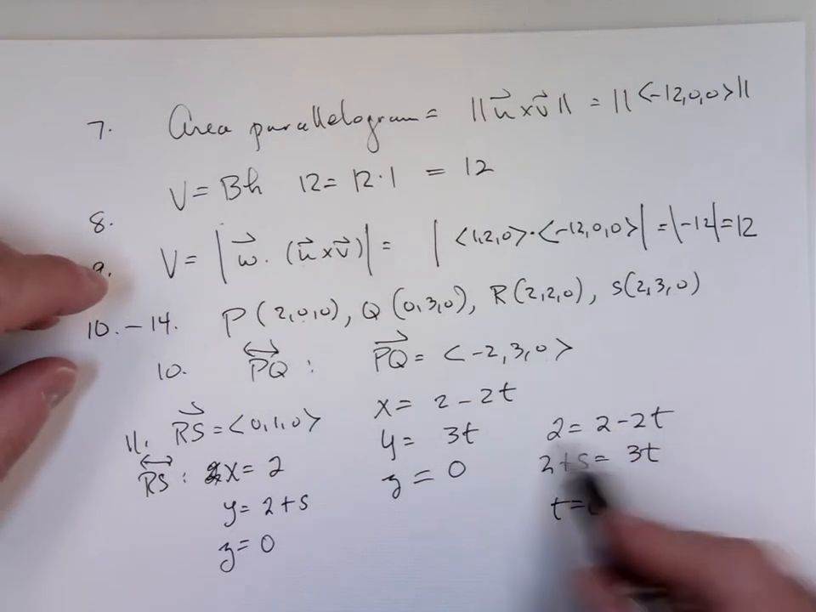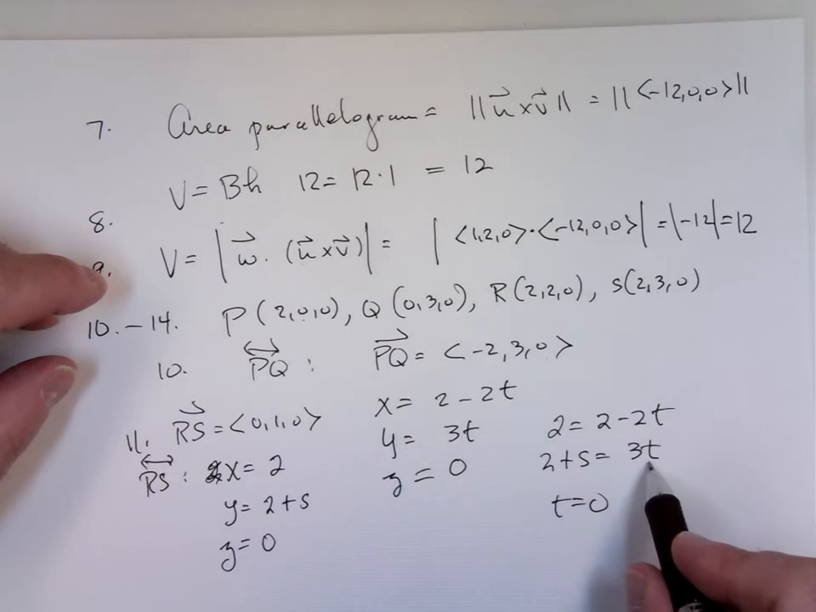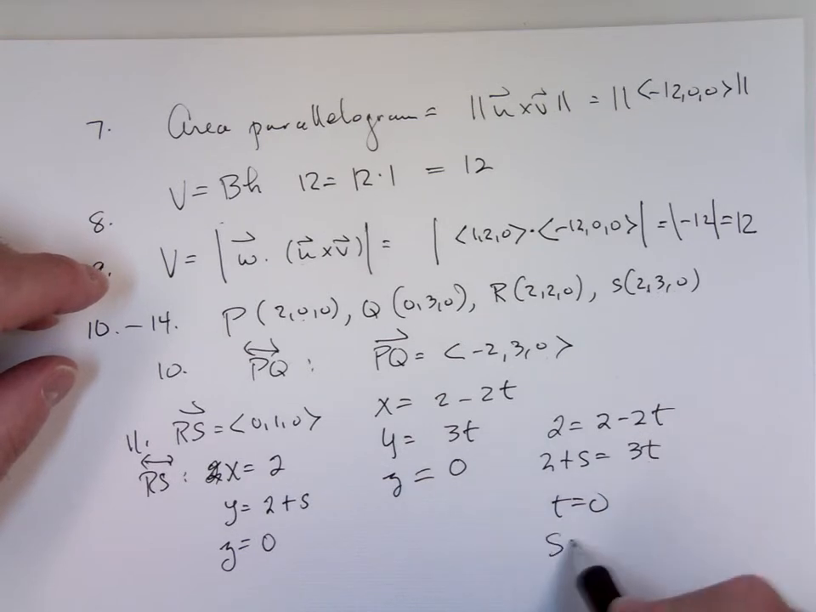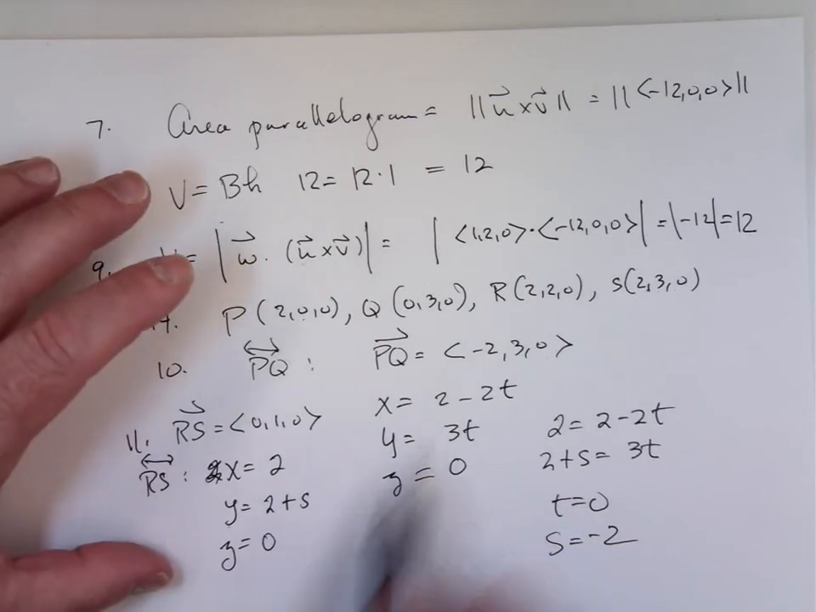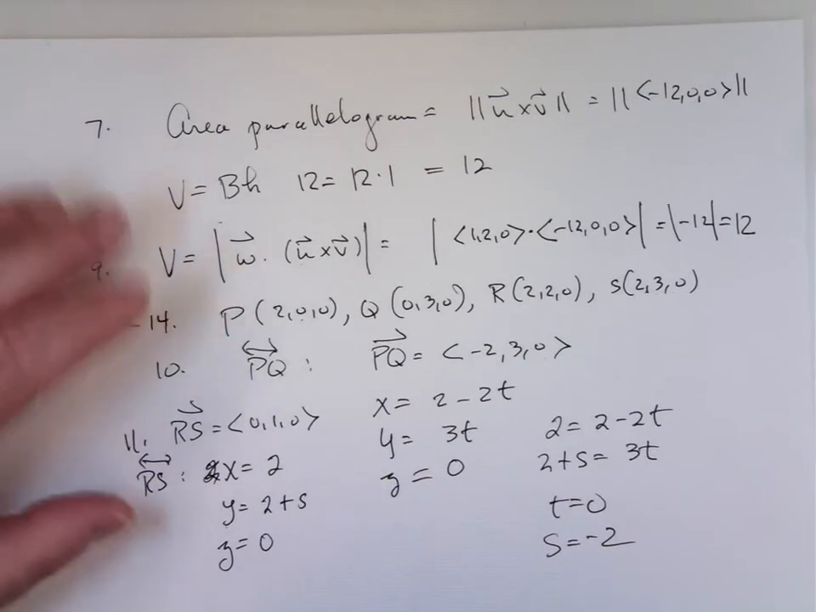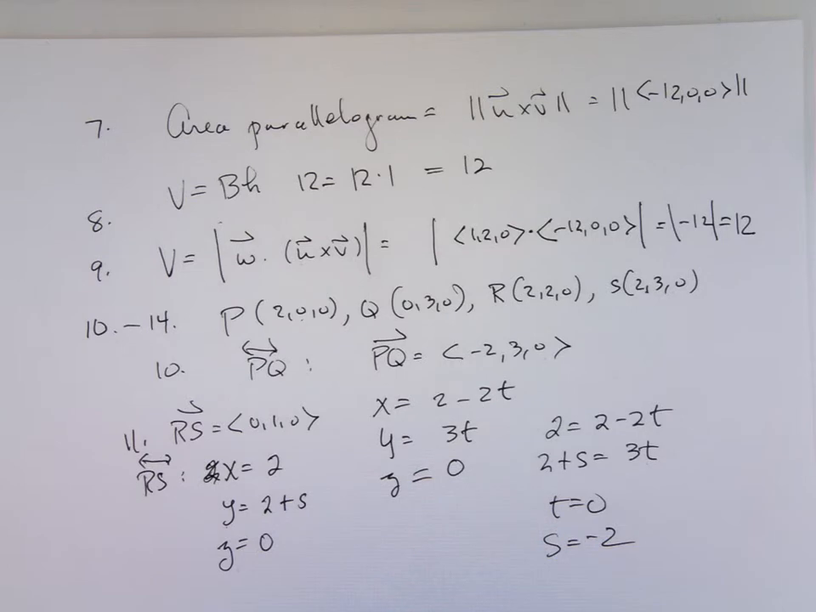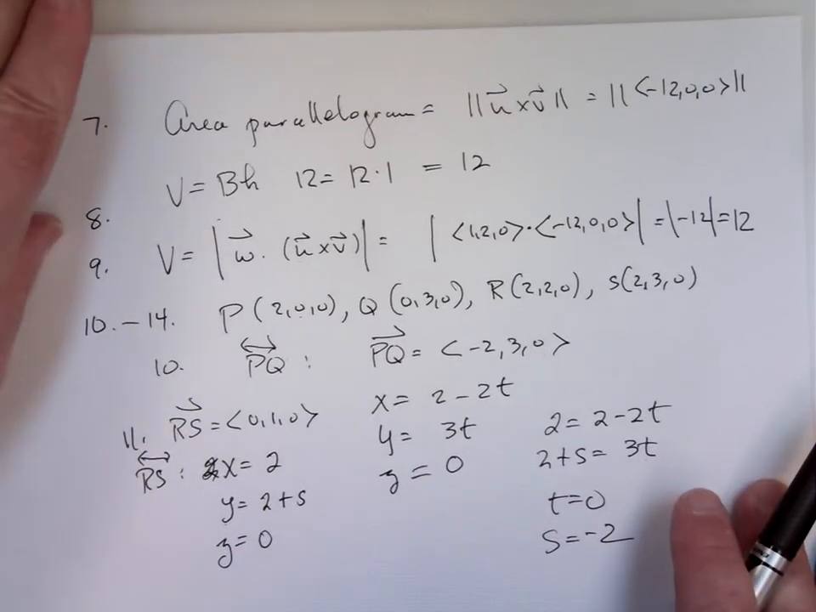Subtract the 2, divide, t is 0. When t is 0, s is negative 2. When t is 0 and s is negative 2, x's and y's are the same, but the z's are automatically the same. There's 50 different ways to do it. They all come out to the same thing. They do intersect. Any questions on this? You guys all right? Adrian, everything okay? Yeah. Okay. All right.